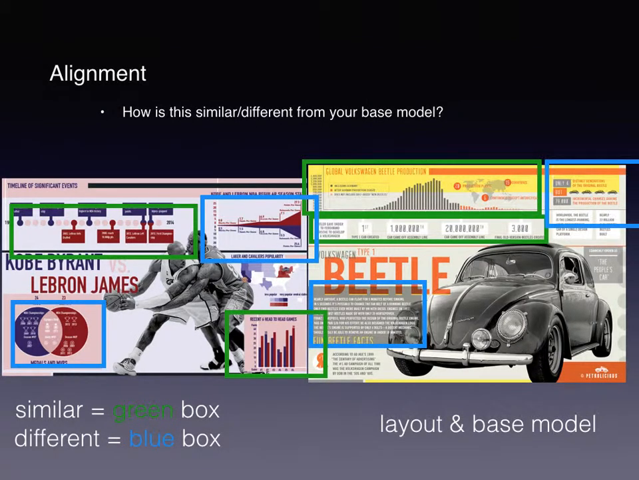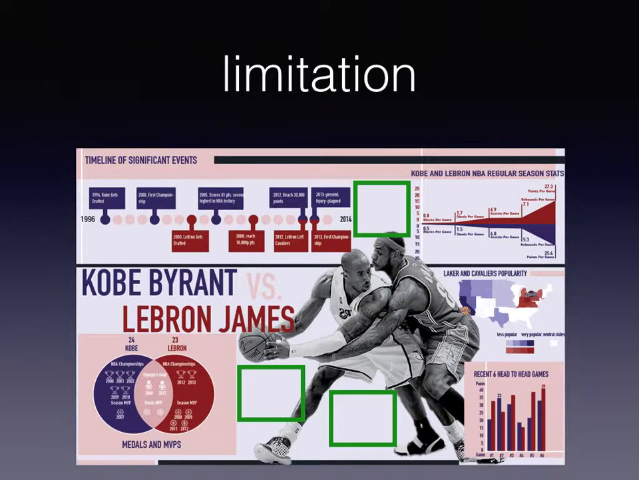How is this similar and different from my base model? As you can see from all the green boxes, both my infographic and my base model align text and shapes horizontally. And please take a look at all the blue boxes. Since we have different displays, I'm not able to align some of the text vertically. Limitation of my design: in the area where the green boxes are, as you can see, there are a bunch of empty spaces. I hope I can fix it in the future.